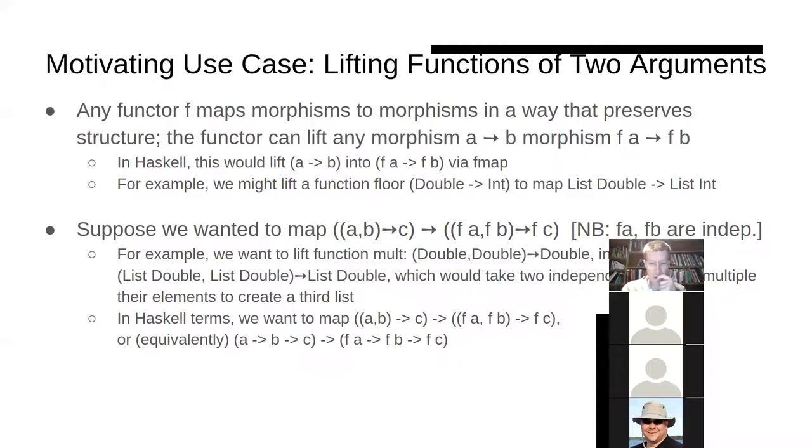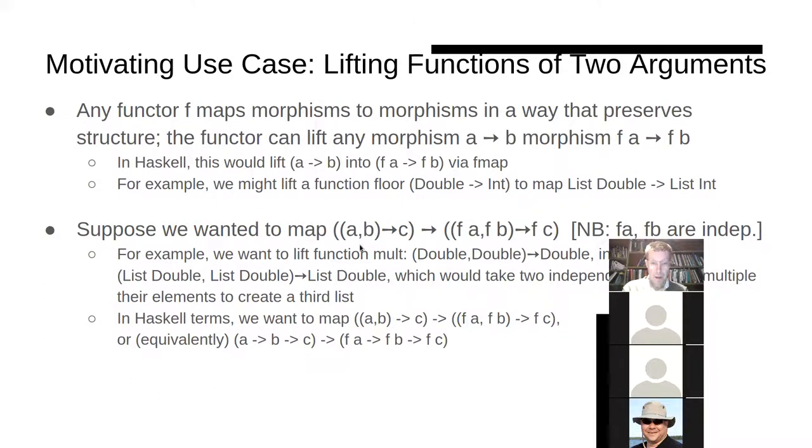But what if we wanted to deal with not just a single float, but multiple floats? For example, to know if one is bigger than the other. We couldn't easily lift that to operate on list of floats to list of bools. We need to do something different. These constructs we'll be looking at will allow us to do that. So suppose we wanted to map this binary function on the basic values into a binary function on the lifted values on the functor.